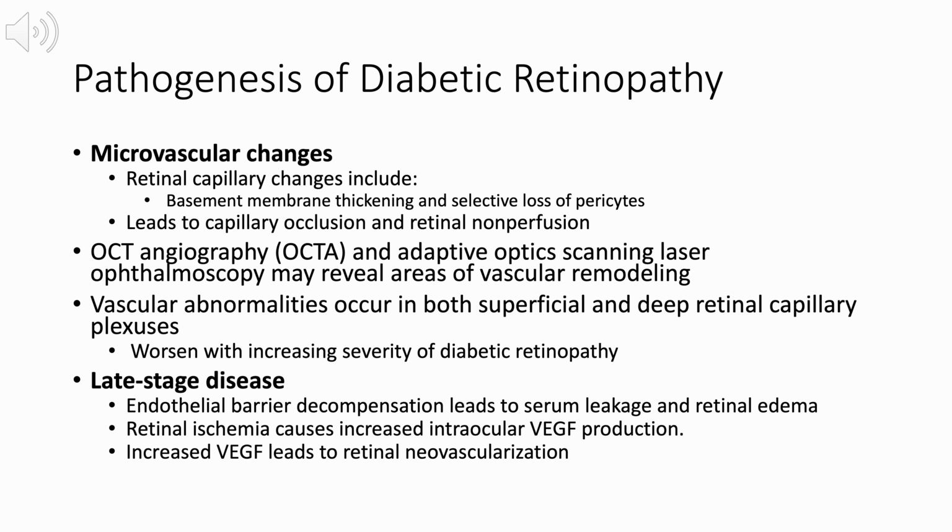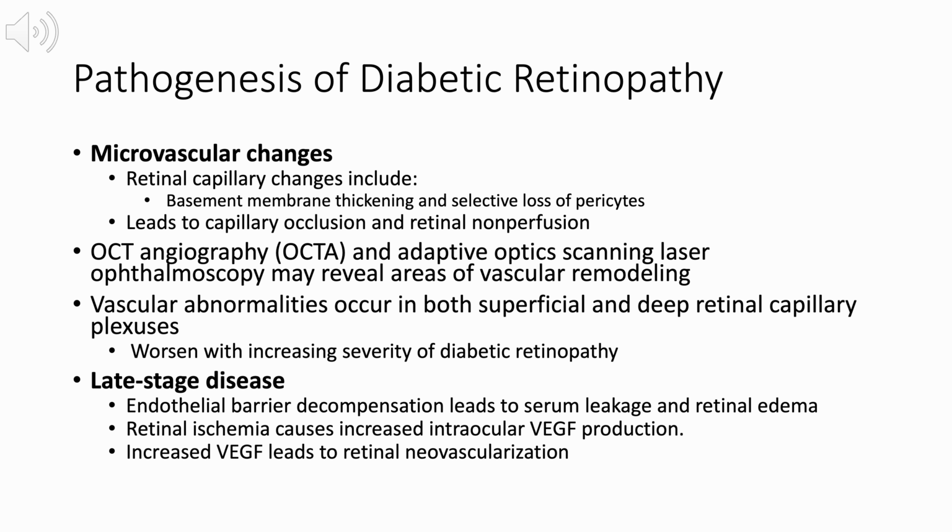Let us follow that endothelial and pericyte injury forward into its structural consequences. At the level of the retinal capillary, we see basement membrane thickening together with the selective loss of pericytes. Pericytes provide structural support and regulate capillary tone, so their selective loss leaves the capillary both weakened and dysregulated. The consequence is capillary occlusion, and from that, retinal non-perfusion.